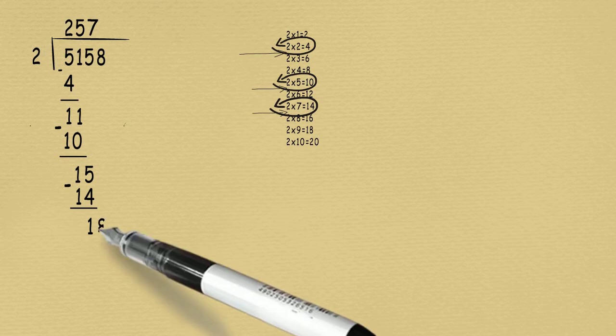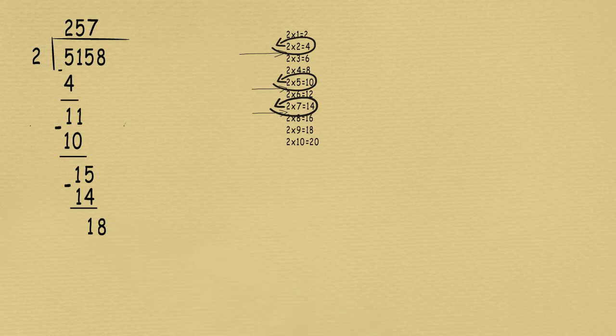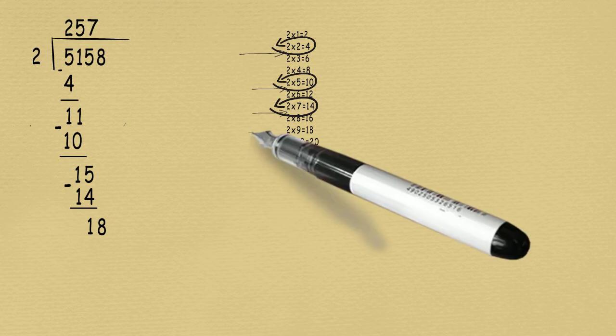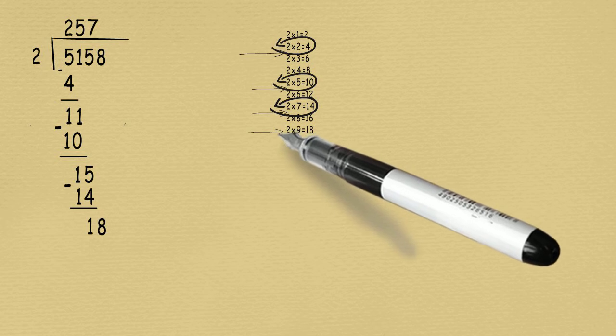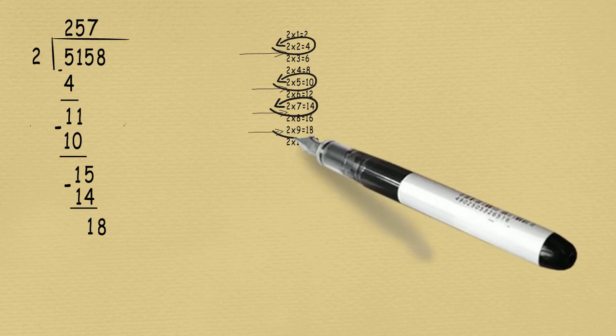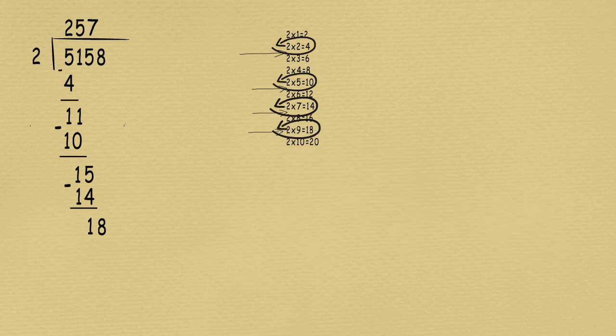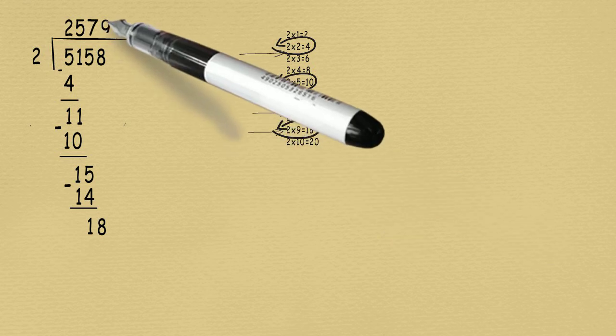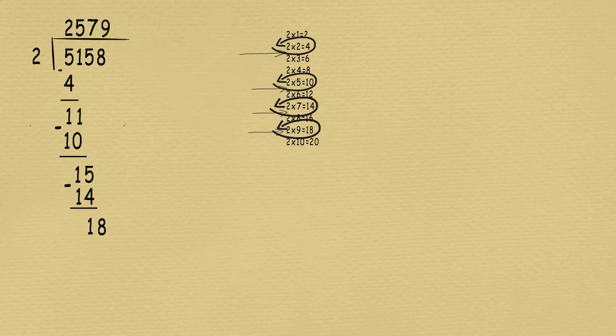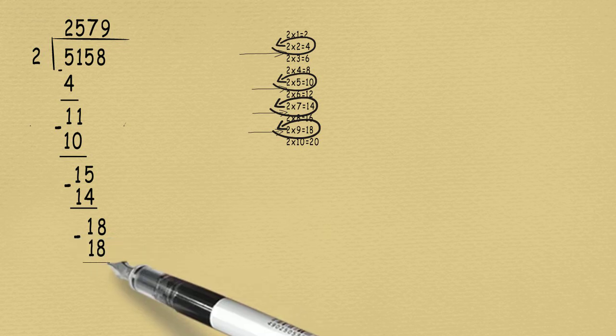Okay, so we're going to bring down the number 8, and we have 18 now, right? We're going to squeeze the number 18 somewhere in the multiplication table, and we can see that the number 18 is actually equal to 2 times 9. So that is the sandwich of the number 18. We're going to write down 9 on top of the division house, and write down 18 right underneath the 18. And when we subtract, we're going to end up with 0 as a remainder.